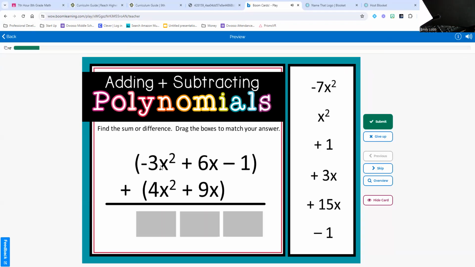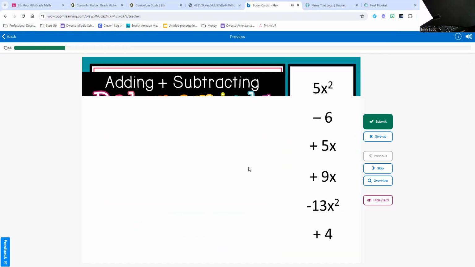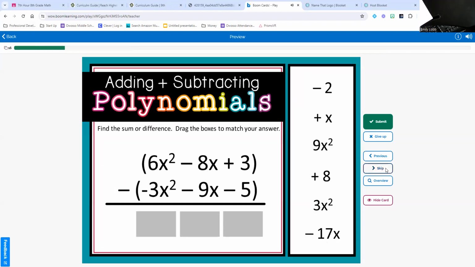They lined them up nicely. 4 minus 3 is 1. So we're looking for just an x squared. 6 plus 9. And then bring down your negative 1. Question. All right. Oh, so let's skip these.